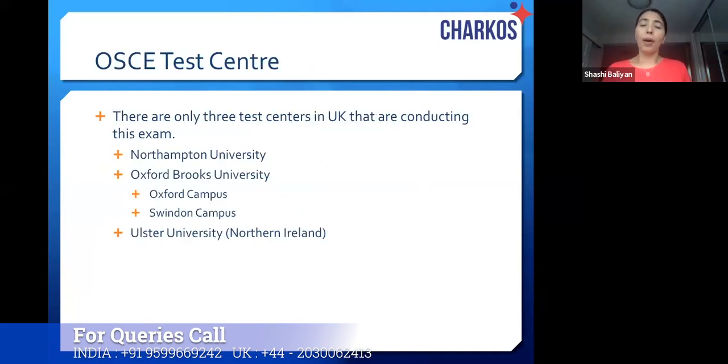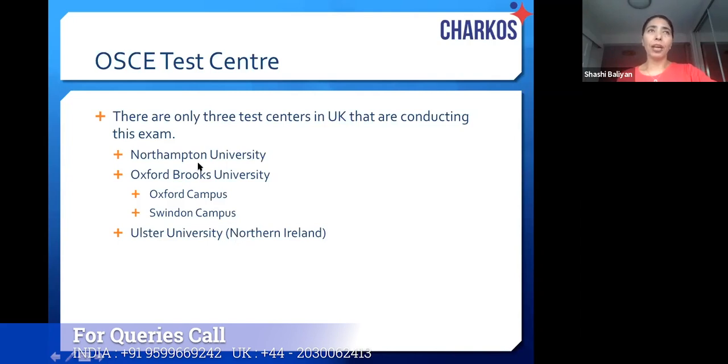So about the test centers. The OSCE exam is conducted by 3 universities in the UK. These are Northampton University, Oxford Brookes University, and Ulster University. Ulster University is in Northern Ireland, and Oxford Brookes University has 2 campuses, one at Swindon and one at Oxford. Currently I am based in Swindon, I live in Swindon. So these are all the places where you can take this exam.